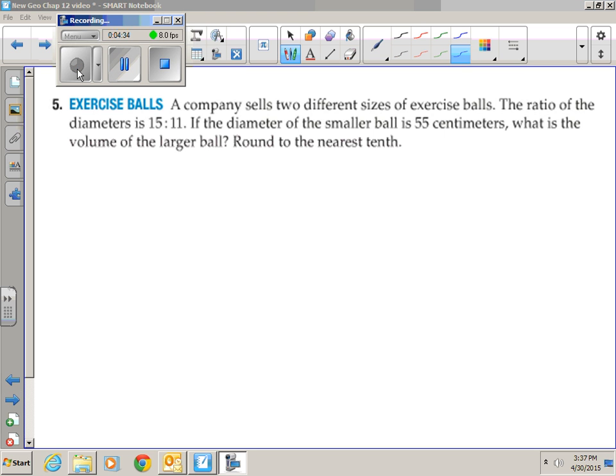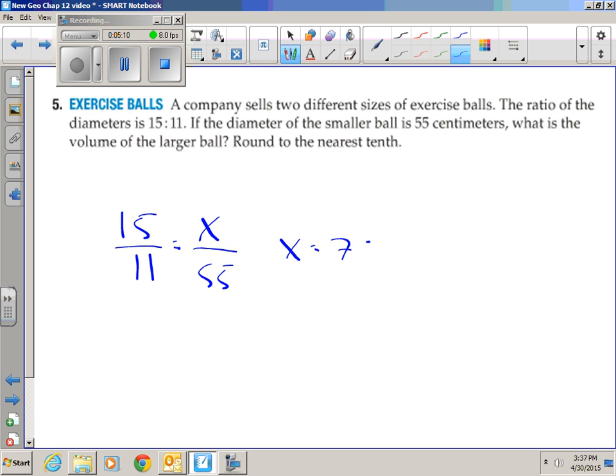Okay, the ratio of the diameters of these two spheres is 15 to 11. That's the ratio of their linear measurements. So what we're going to do with this is we're going to say, okay, if one of them is 15 and the other one is 11, that's the ratio. x to 55 would be the ratio of their diameters. So x is going to be 75. If x is 75, that's the diameter of the larger ball. So therefore, the radius is 37.5, half of that.